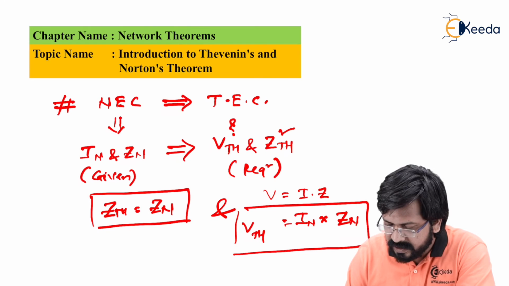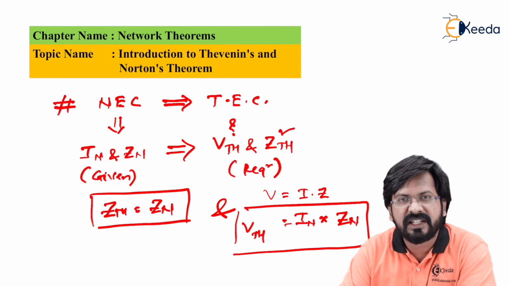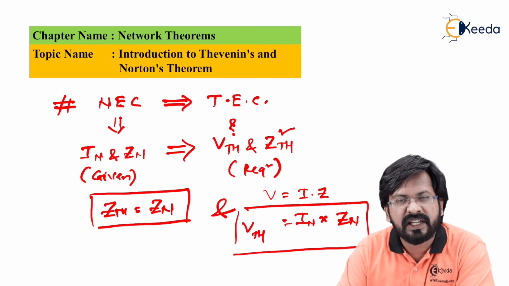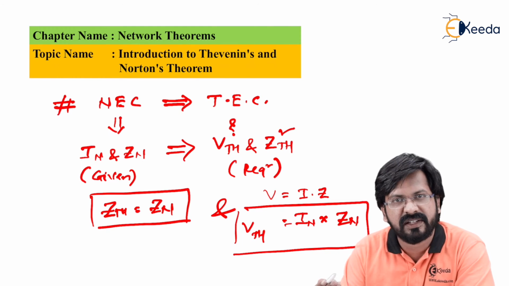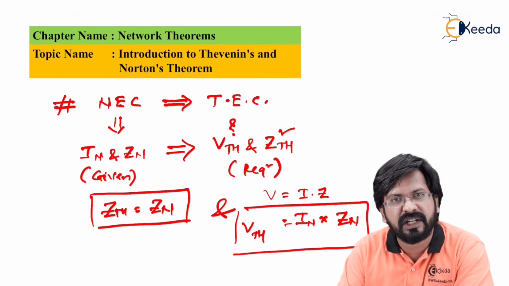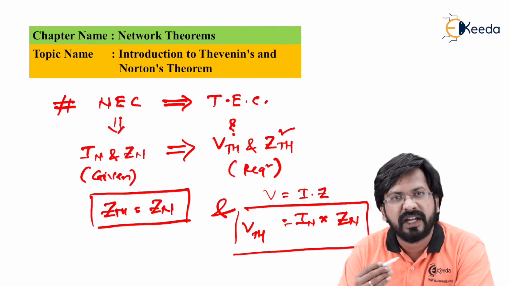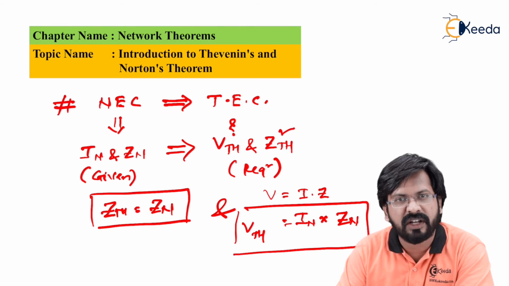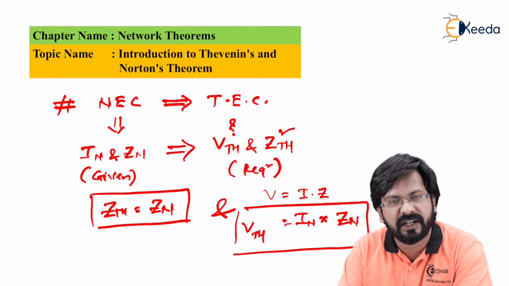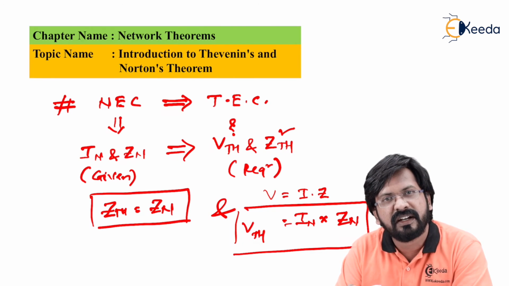So I'll repeat this relation between TEC and NEC. Let's say TEC is given, NEC is required. TEC is given means VTH, ZTH is given. What is required is IN and Zn. So Zn is directly ZTH and IN is VTH upon ZTH. Whereas suppose I have to convert NEC to TEC, that is Norton's equivalent circuit to Thevenin's equivalent circuit, then Norton's equivalent circuit is given as in IN and Zn is given. What is required? VTH and ZTH.